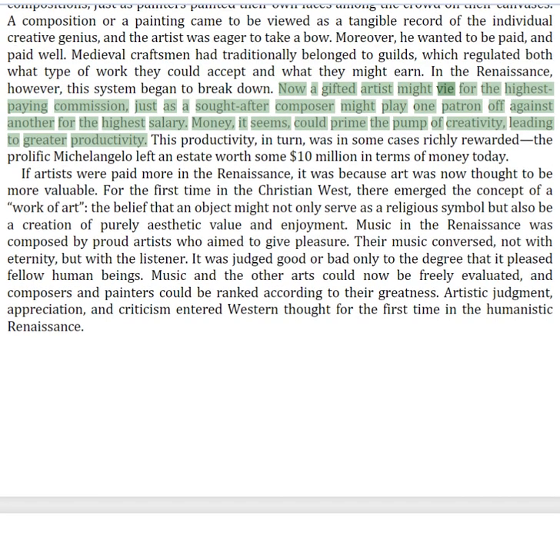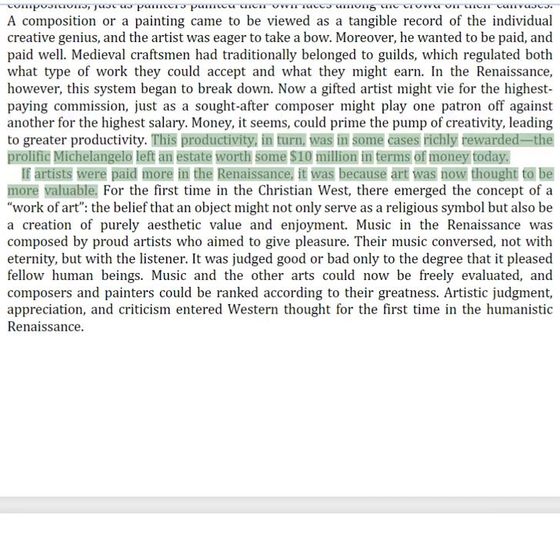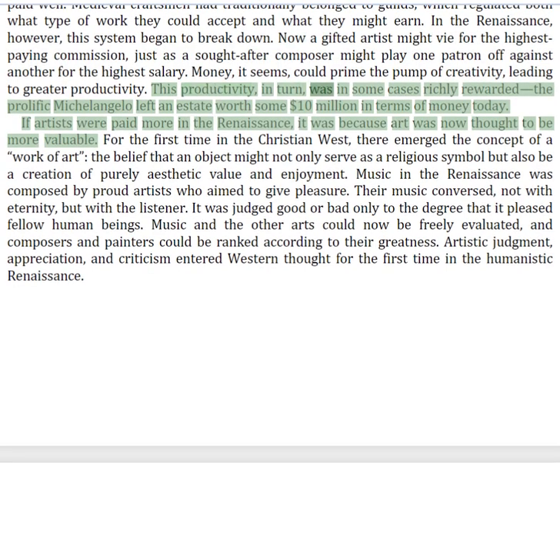Now a gifted artist might vie for the highest paying commission, just as a sought-after composer might play one patron off against another for the highest salary. Money, it seems, could prime the pump of creativity, leading to greater productivity. This productivity, in turn, was in some cases richly rewarded. The prolific Michelangelo left an estate worth some $10 million in terms of money today. If artists were paid more in the Renaissance, it was because art was now thought to be more valuable.